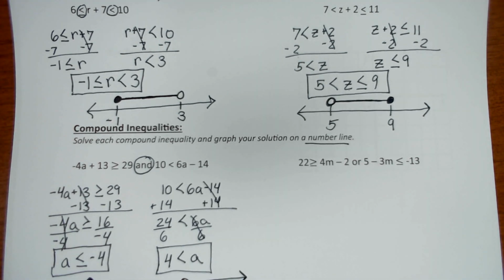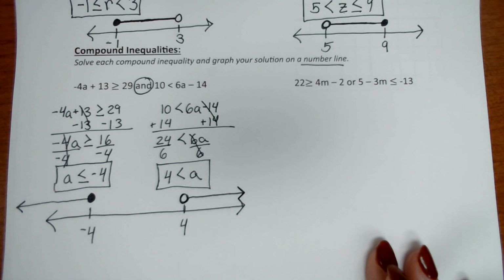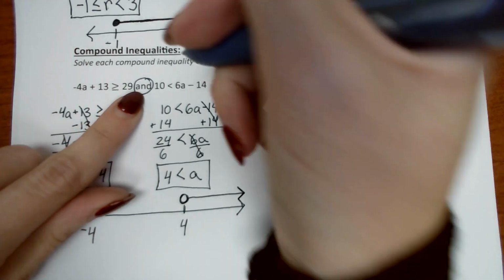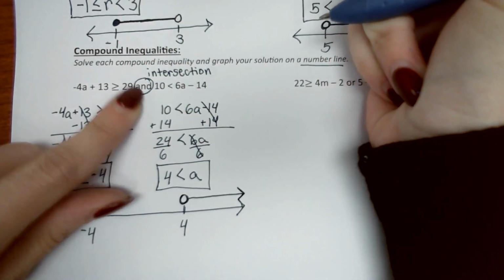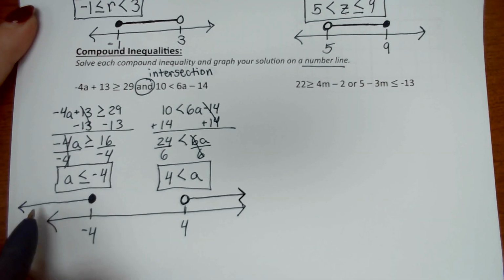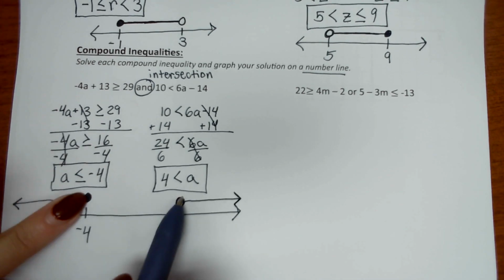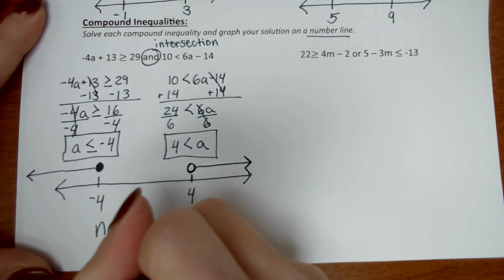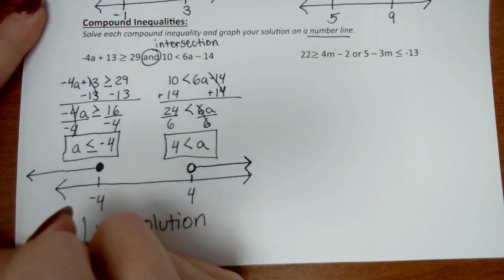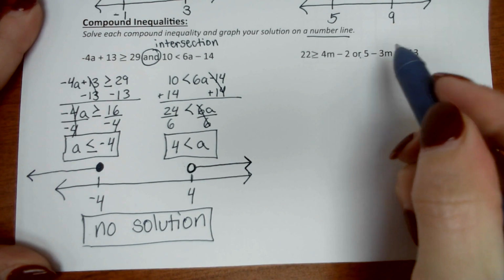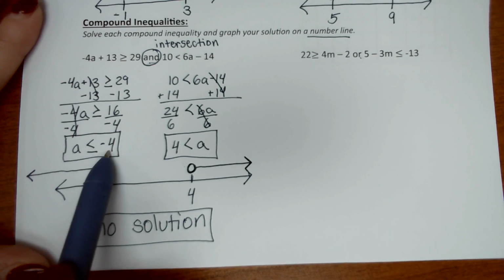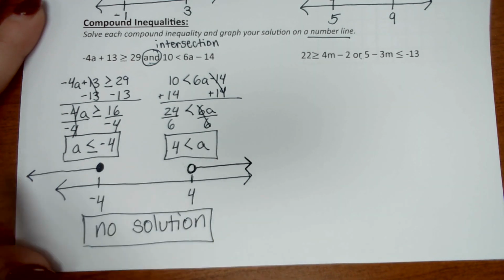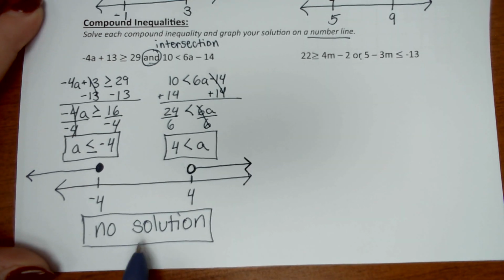Now, if this had been an or inequality, great, this would be our answer. This would be awesome. But it's an and inequality. An and inequality needs an intersection of the lines to show us what the answer solutions could be. So here, because our two inequalities do not intersect, they are going opposite directions, this is no solution. Again, if it had been an or inequality, then yeah, this would be fine. But and, we can't have a number that is less than -4 and also greater than 4. There is no such number that exists. So that's why it's no solution.